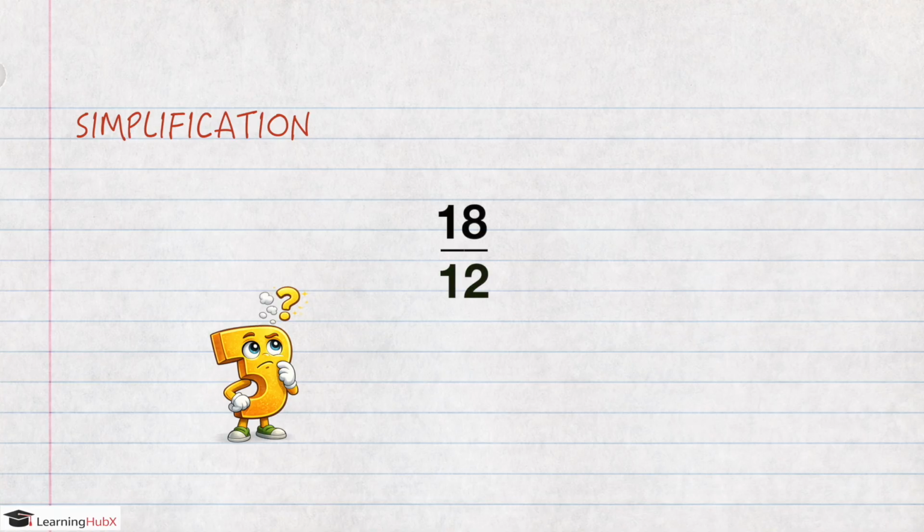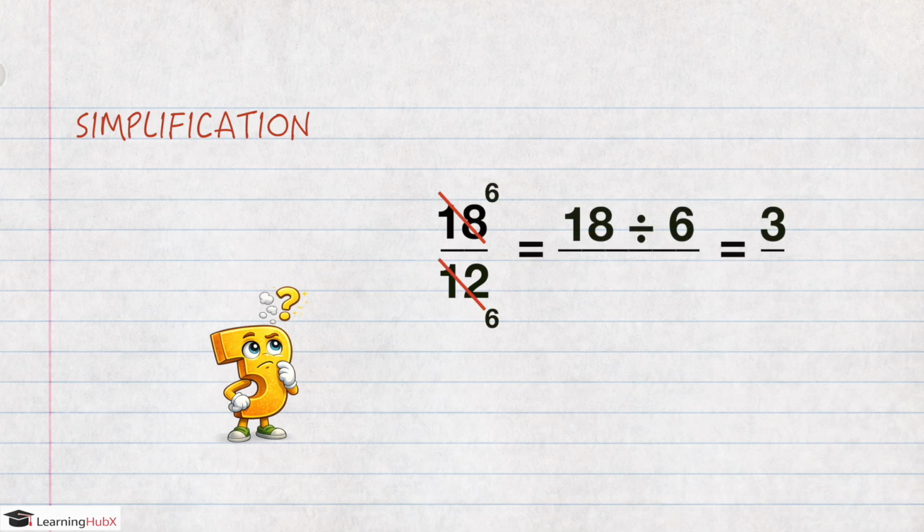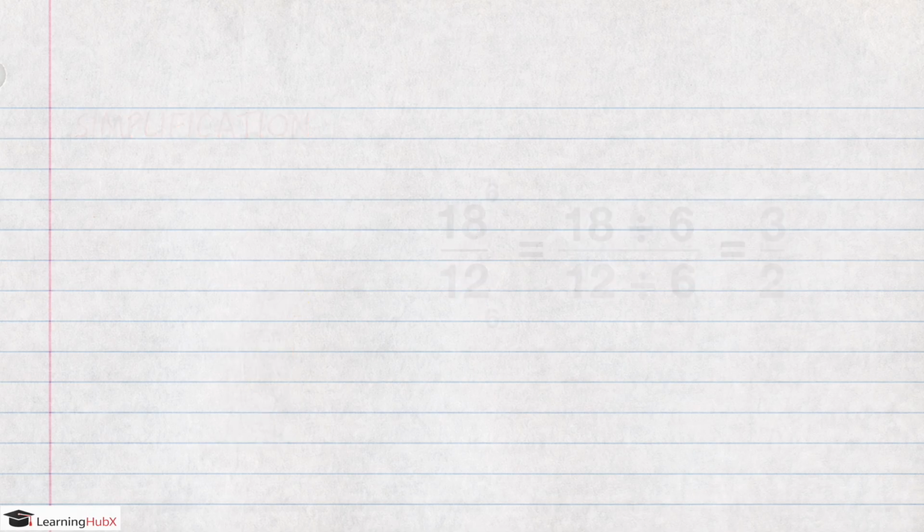This is 18 over 12. It is an improper fraction. Now ask yourself, is this the simplest form? Can we make it smaller without changing its value? Both numbers can be divided by 6. 18 divided by 6 equals 3. 12 divided by 6 equals 2. So 18 over 12 can be simplified to 3 over 2.